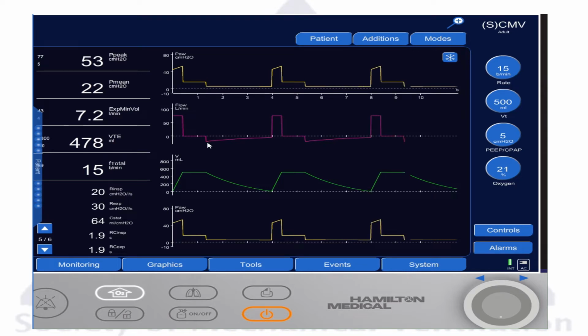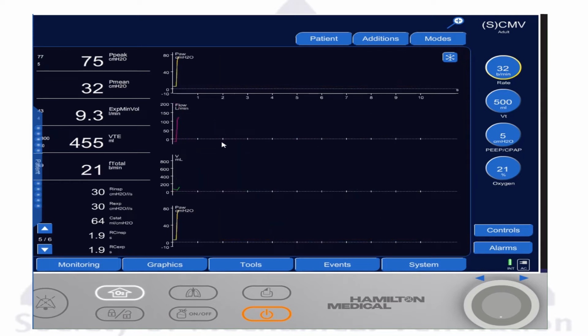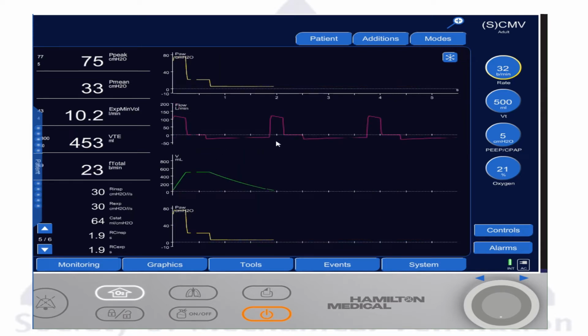The expiratory flow will be very low, and again you can see the expiratory time constant is very, very slow. And if I increase the respiratory rate, you will see the effect of the auto-PEEP that will happen because the resistance is very high. So I think you can appreciate this.